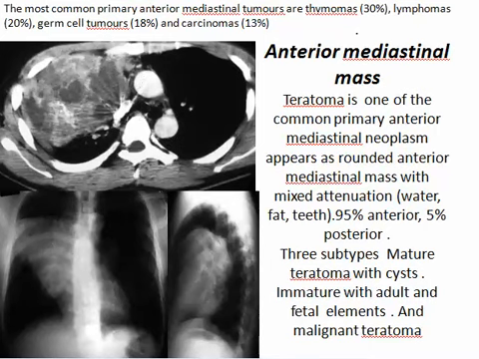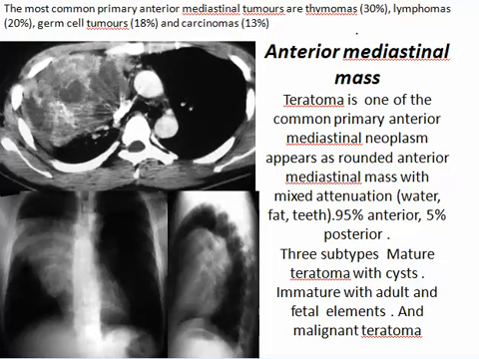But the most common primary anterior mediastinal tumor as a primary is a thymoma, and then lymphoma comes second, germ cell tumors come third, and the carcinoma is last. So the first is thymoma, then lymphoma, then germ cell tumor.